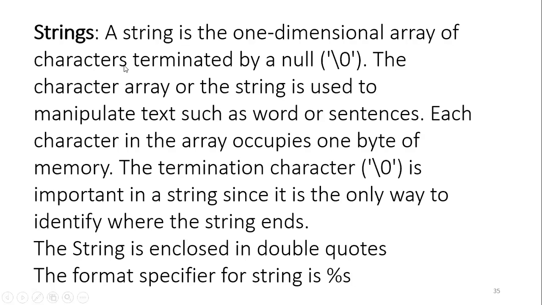But the difference between a one-dimensional array and a string is that a one-dimensional array will not include this terminating character. When we say that we want to use it as a string, the string must always be terminated with the null character. This terminating character is important in the string since it is the only way to identify where the string ends.